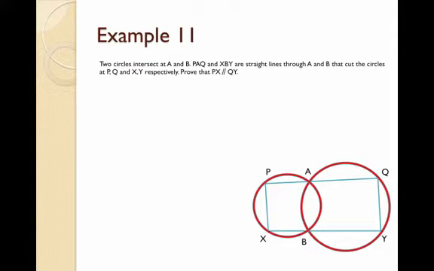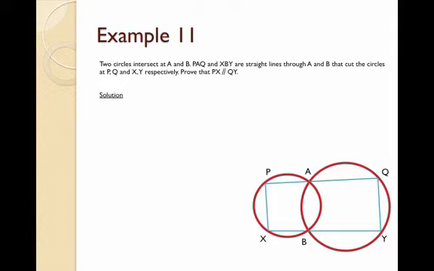Example 11 says the two circles intersect at A and B. PAQ and XBY are straight lines through A and B that cut the circles at PQ and XY respectively. We are to prove that PX is parallel to QY. Take a minute to pause the video and attempt this for yourself.